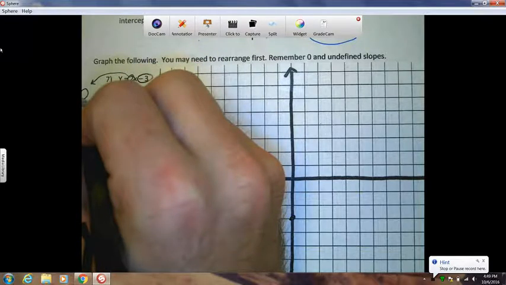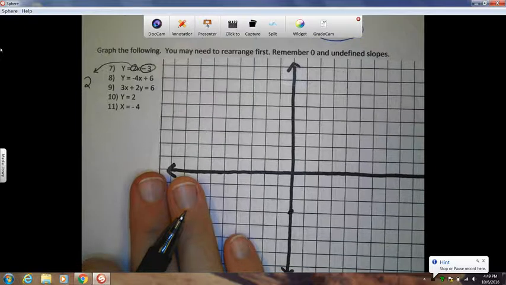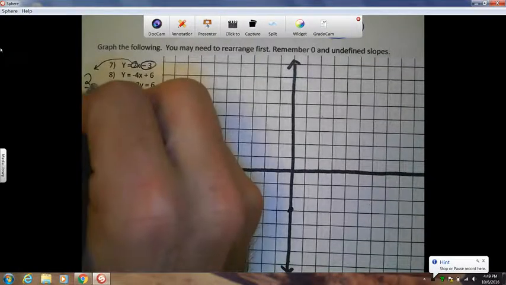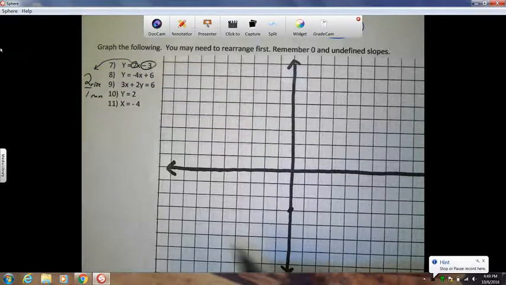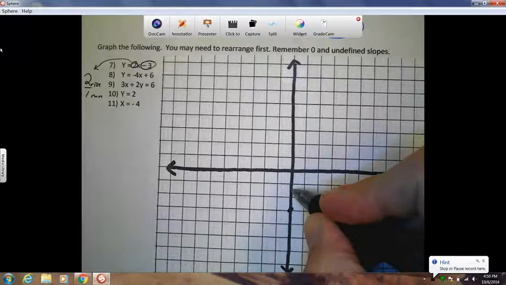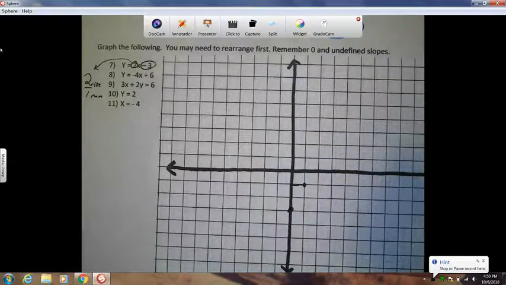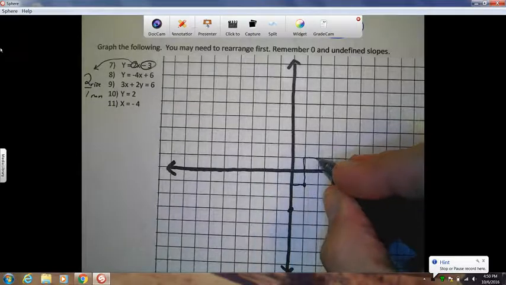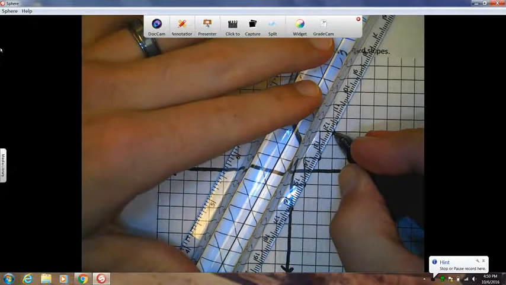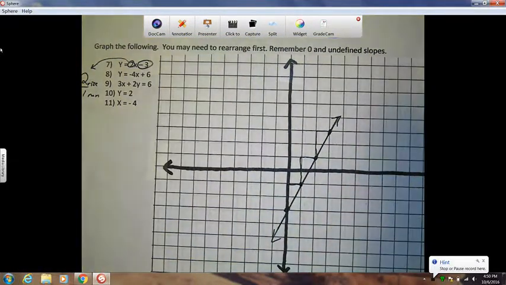Since my slope is not a fraction, I will make it a fraction by putting it over 1. So remember, slope is rise over run. So from my original point, I rise 2, run 1, and make another point. And I can continue that pattern. Rise 2, run 1. Rise 2, run 1. And there's your line. So that's number 7.